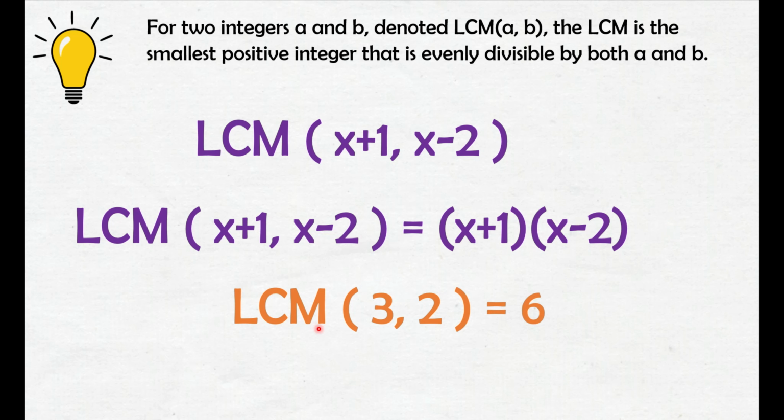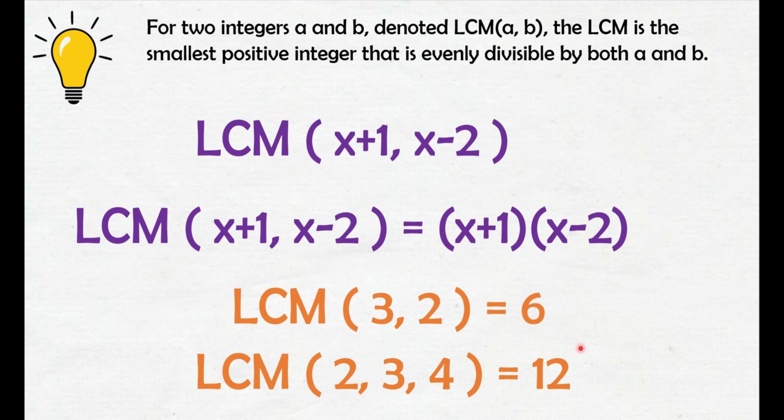So kinuha nating LCM ng 3 and 2. So pwede rin nating i-multiply yung 3 sa 2 para makuha yung LCM. Pero hindi sa lahat ng pagkakataon nakukuha natin yung LCM na yan. For example, dun sa isang example natin, 2, 3, 4. 2 times 3 is 6. 6 times 4 is 24. Although yung 24 dito, divisible siya ng 2, 3, and 4, hindi pa rin natin siya makakonsider as least common multiple. Kasi nga, yung least common multiple ng 2, 3, and 4 ay 12. Okay?